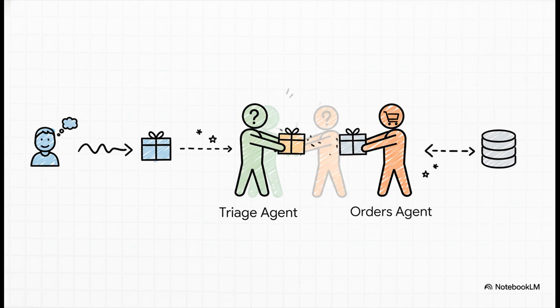And now for the other style, the decentralized pattern. This is your relay race. Imagine a customer asks, "Where is my order?" A triage agent gets the request first. Its only job is to figure out what kind of request this is. An order question. So it passes the baton, the entire workflow, over to the specialized orders agent. And now, the triage agent's job is done. It's out of the picture. The orders agent takes over and runs with it to the finish line.